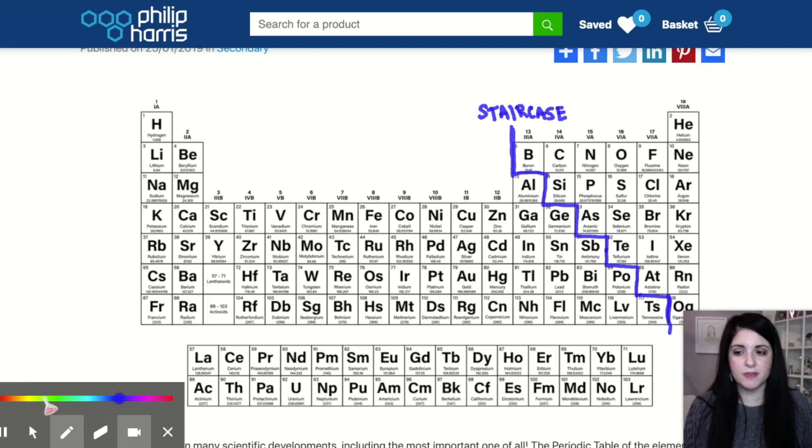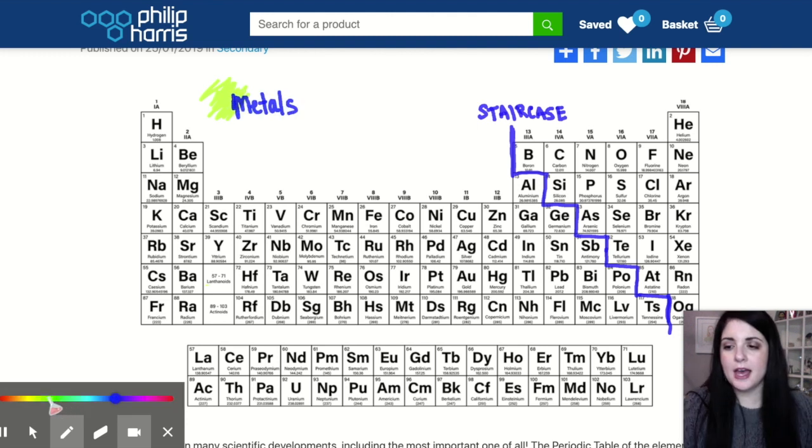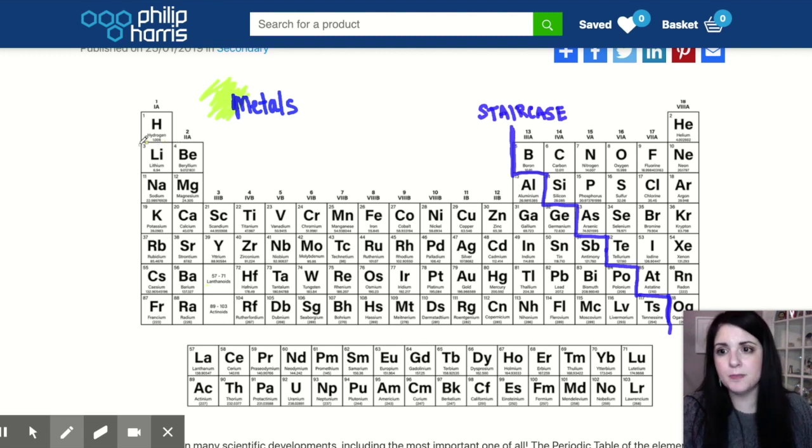Like I said, pick your favorite color. Not my favorite, but I'm going to pick like this chartreuse color. And let's make a key. So I'm just going to color a little section here. And I'm just going to label this as metals. And let's go ahead and just identify where these are located.